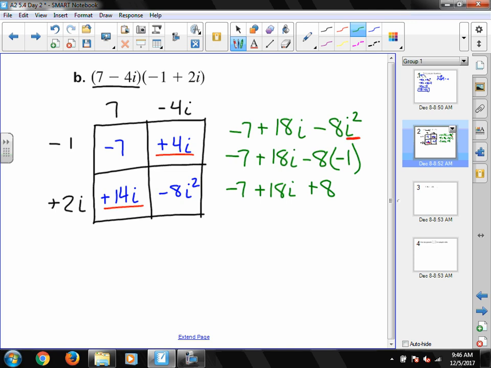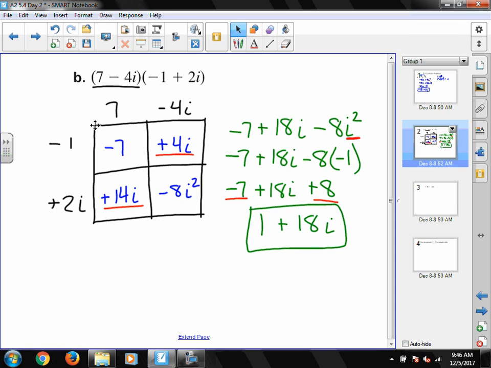And now we collect some more like terms. We end up with negative 7 and positive 8. So that is going to give me 1 plus 18i. And that is my final answer. So there's the box method. It works very well. I'll show you guys foiling in the next problem that we're going to do, and I'll help you set up the box as well. But I like the box method. It's very visual, so feel free to use that for your multiplication needs.